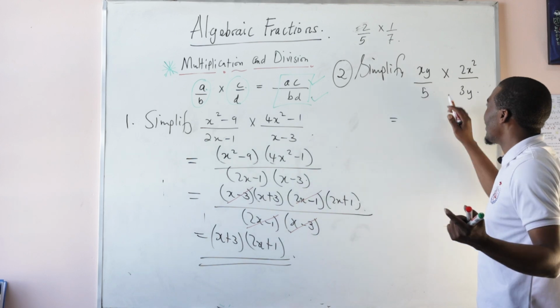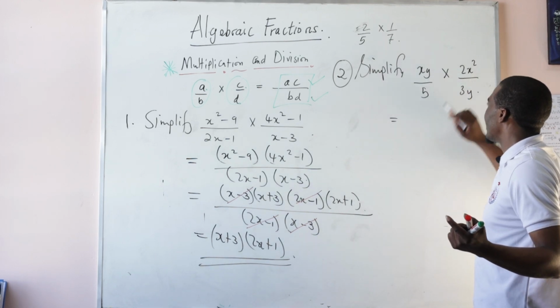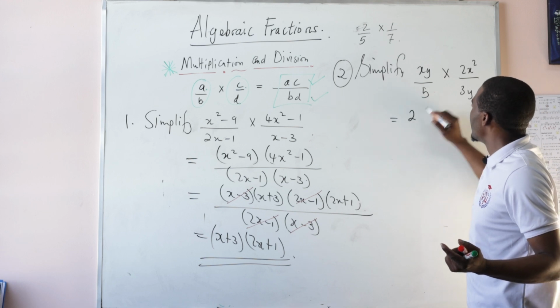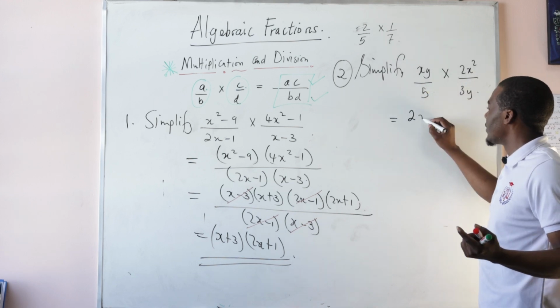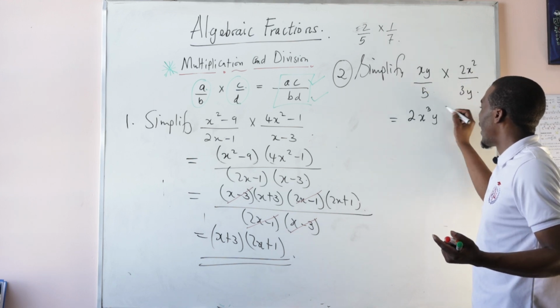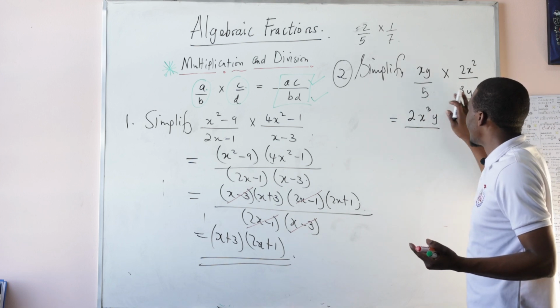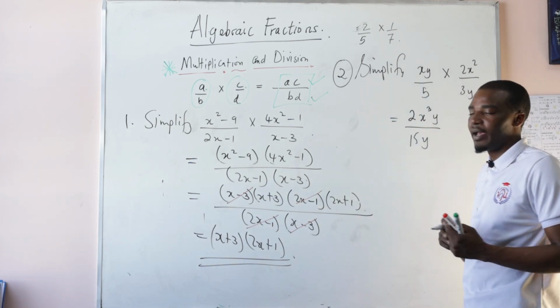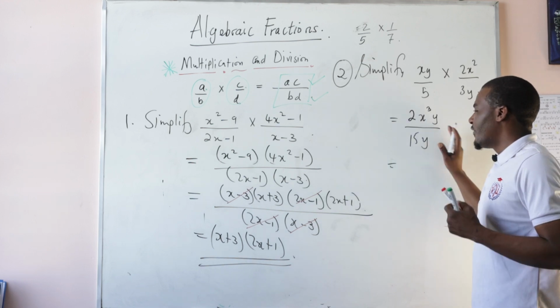So obviously we are going to say numerator times numerator. So xy times 2x squared. So here we're going to get 2x squared times x, we are going to get 2x cubed y, all over, what is 5 times 3y? 5 times 3, we get 15, so the y, so it's going to be 15y, right? Can we leave our answer like this?